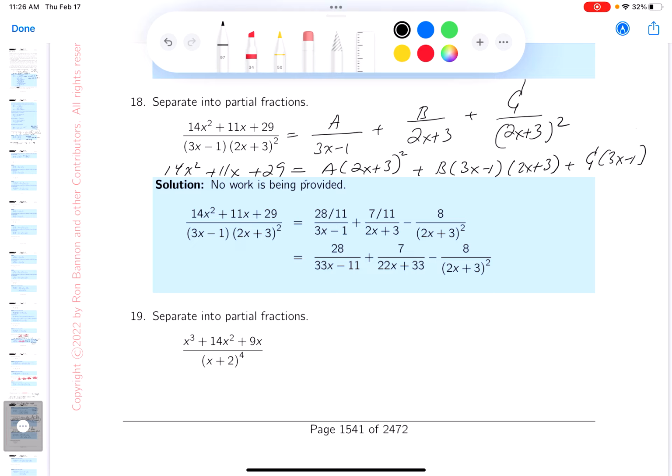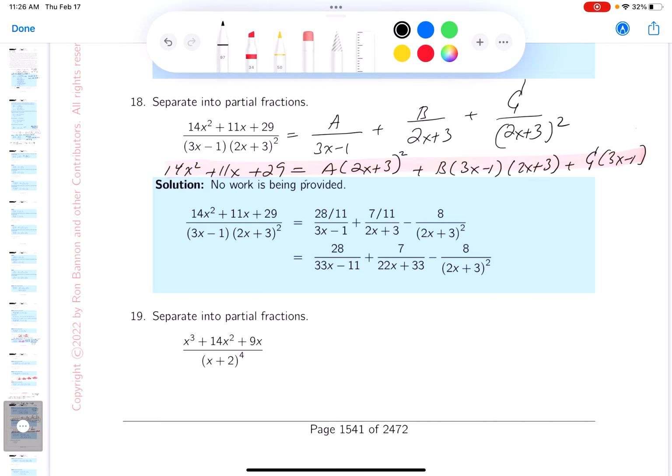Now, I'm not going to finish the problem out, but I want to, again, focus in on what you need to do. You need to write this down. Let's see if I did that right. A(2x plus 3) squared. I wrote the 14x squared plus 11x plus 29. Good, there. B(3x minus 1), 2x plus 3 is a factor. And C would have to be 3x minus 1.